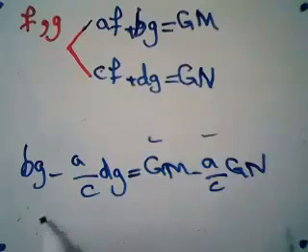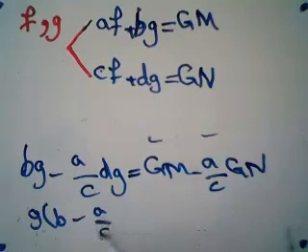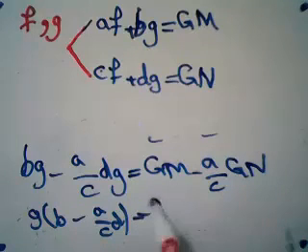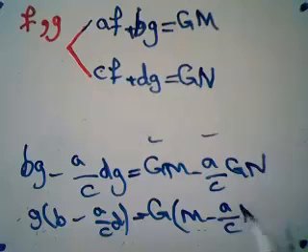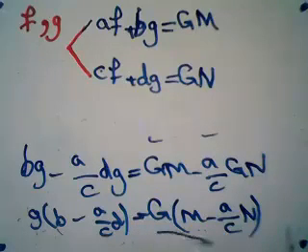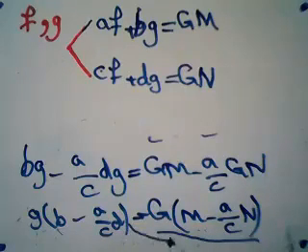Let's write it here, and this is g times b minus a over c b, and this is big G times n minus a over c n. This is a number. Let's divide both sides by this. This goes here.